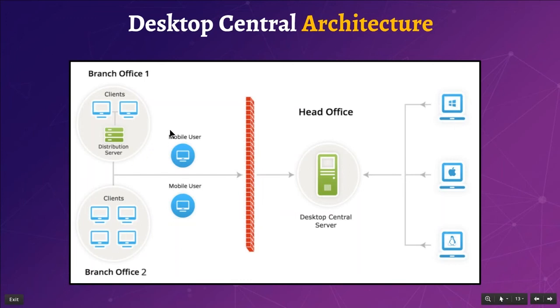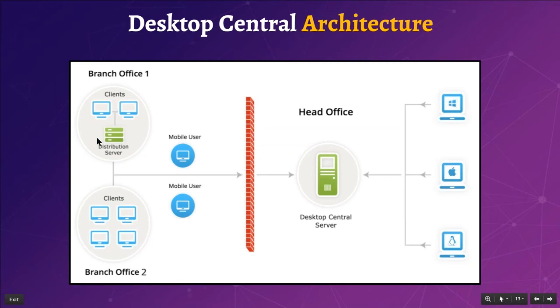In case you have a large number of computers in a remote office and you have concerns with bandwidth, then you can use the option called distribution server. So what is this distribution server? When a patch or a software task is created for the machines in this remote office, usually all these machines will directly reach out to the main server to download the patches.